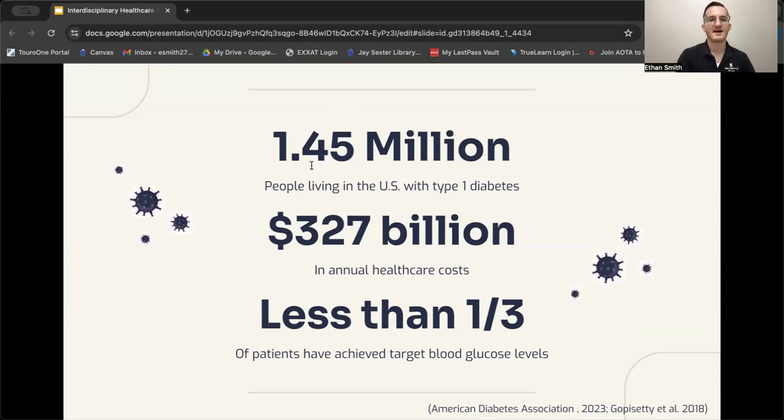Average medical expenditures for the diabetic population are about 2.3 times higher than expenditures for those without diabetes. However, despite these increased healthcare costs, it's estimated that less than 1/3 of all people with T1D have consistently achieved targeted blood glucose levels as evidenced by increased A1C levels.